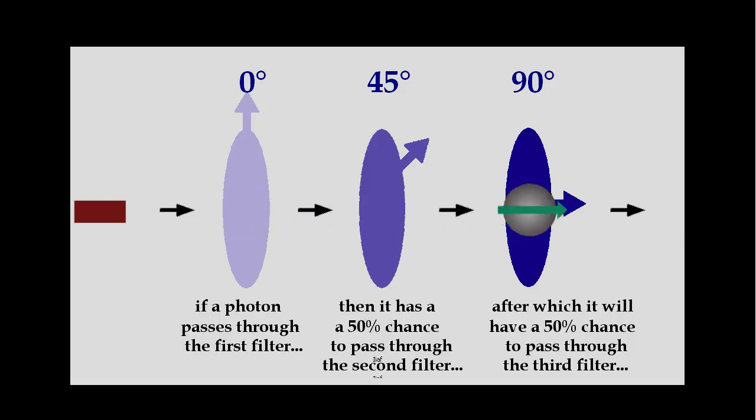When a photon passes through a filter, it gets polarized along the axis of that filter. So if the particles could pass through the filter at 45 degrees, then the photons are now polarized at 45 degrees.